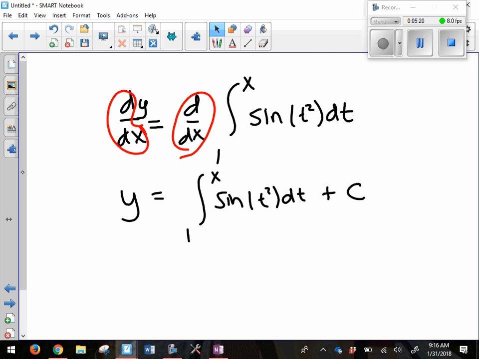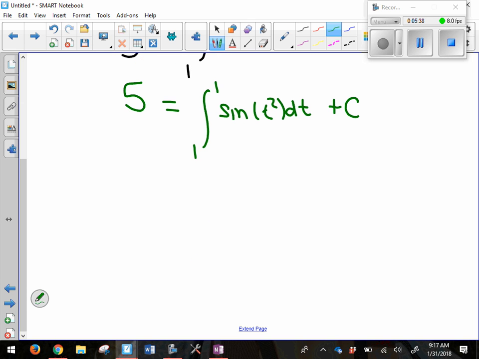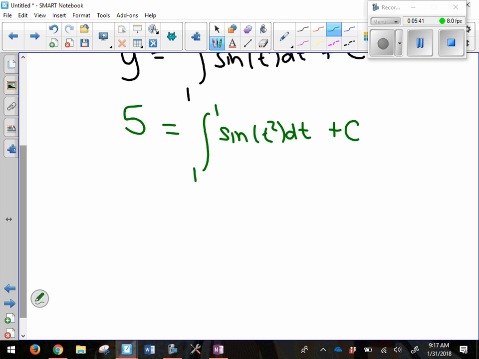So I use my initial condition, which says that when x is equal to 1, what's y equal to? 5? Okay. Yes, what I was going to say, this is what Zoe and I were talking about first period. What's that integral going to be equal to? 0. And it works that way by design. So what's c equal to? 5.